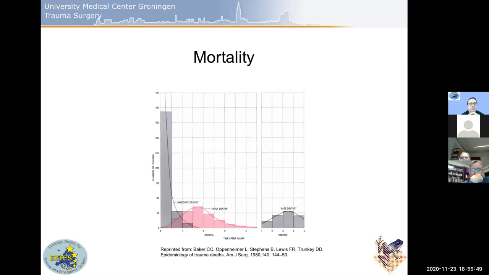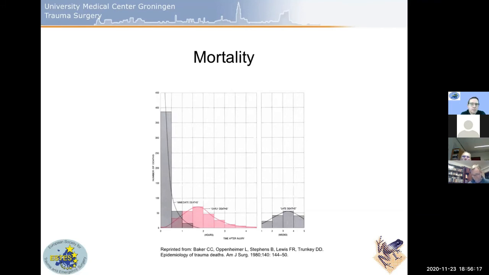Here you see, everyone knows this old slide from Trunkey with the three peaks: at the scene, the golden hour, at the shock room, and at the ICU. And we even know these two peaks have flattened within the last 30 years because of better handling, better education, ATLS and so on.